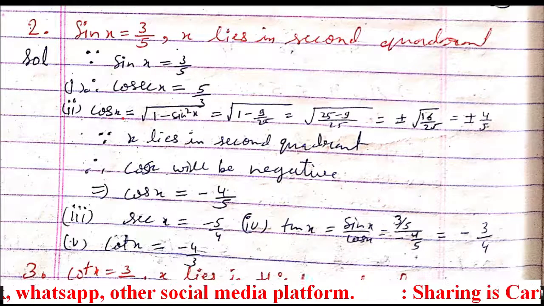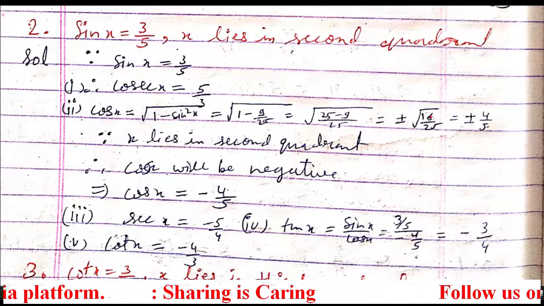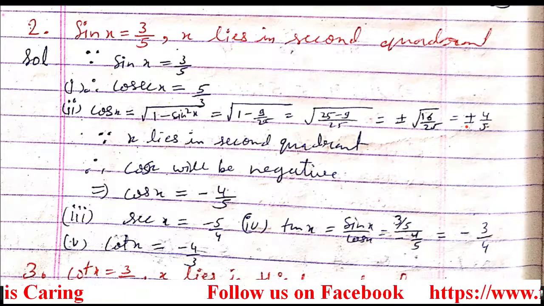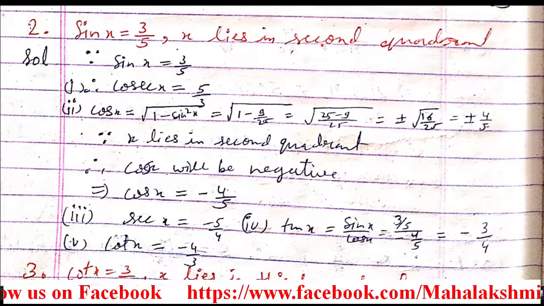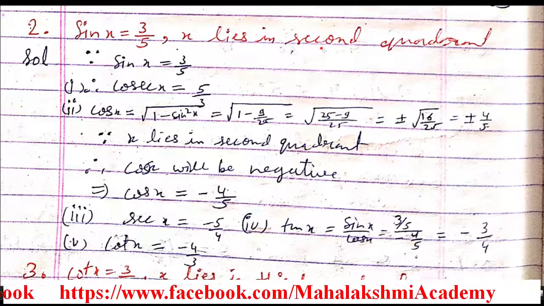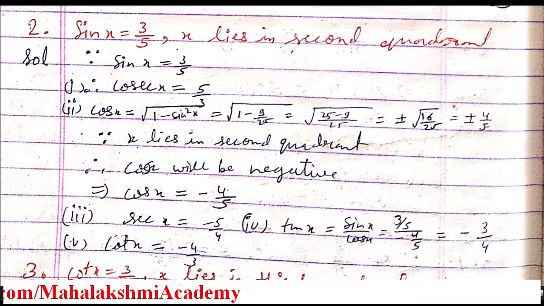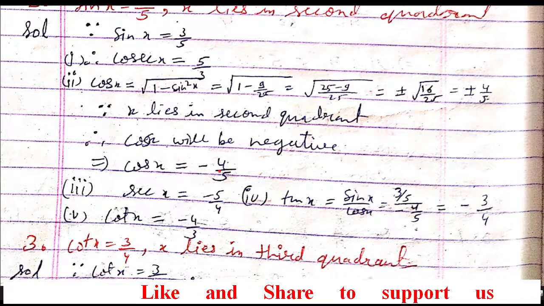Now from the identity, cos x is root of 1 minus sin square x, so just substitute the value, that will give you positive or negative. Now you have to select whether you are going to move with positive or negative. Since x lies in the second quadrant and students, in the second quadrant only sin and cosec are positive, the remaining all are negative. That's why from this plus and minus we are going to select minus 4 upon 5. So we will mention here since x lies in the second quadrant, cos x will be negative. That's why cos x is minus 4 upon 5.